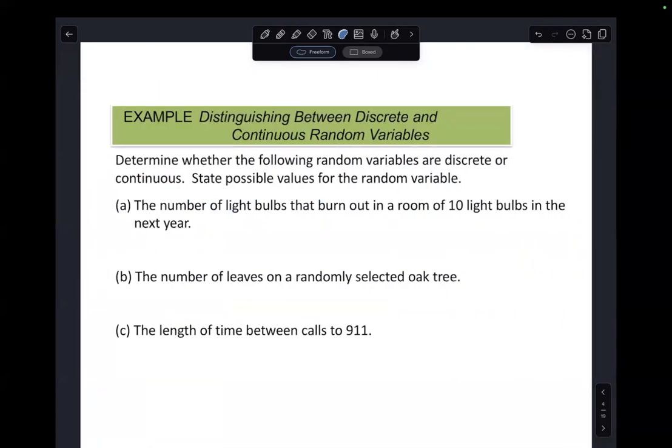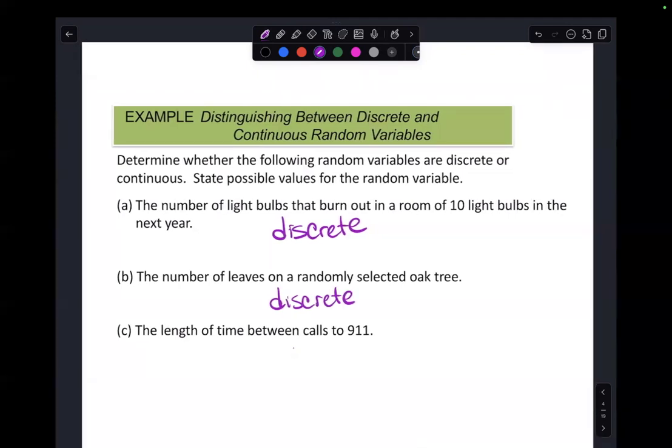All right. Taking a look at discrete versus continuous, we've done this before. This isn't brand new. The number of light bulbs that burned out in a room of 10 light bulbs would be discrete, because I can't burn out half of a light bulb. The number of leaves on a randomly selected oak tree: once again, this is discrete, because even though it's a big number, you can count them. The length of time between calls to 911 would be continuous. Usually anything that's measured like that is continuous.